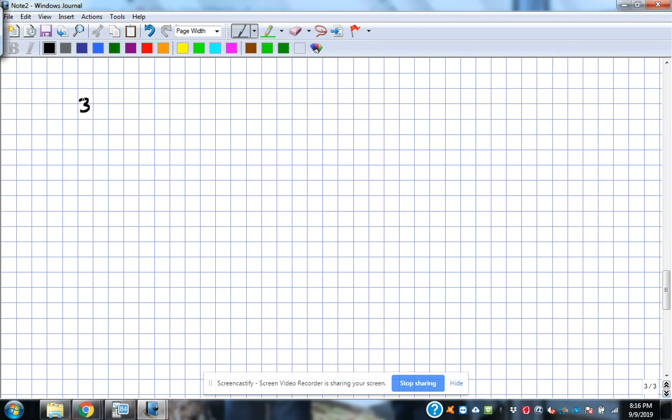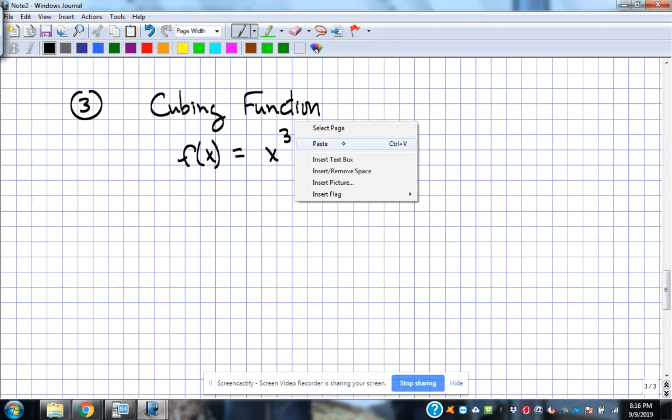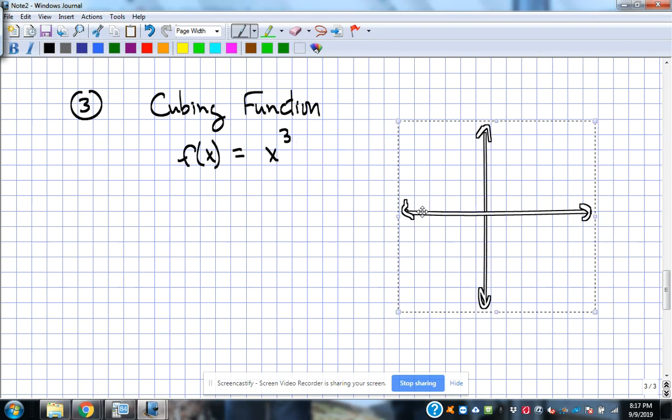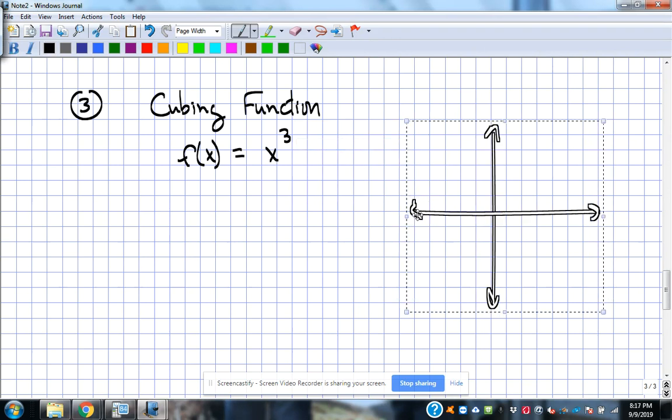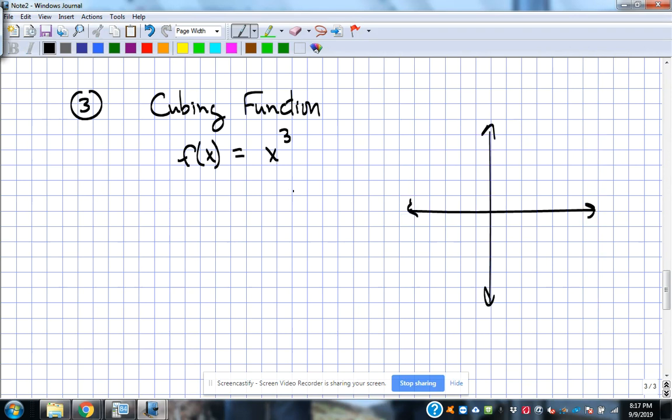Pretty boring names here. The third one is called the cubing function. The cubing function, instead of x squared, it's going to be x cubed, which is the third power. Okay? The cubing function, nice looking graph. Gotta get it lined up good there.